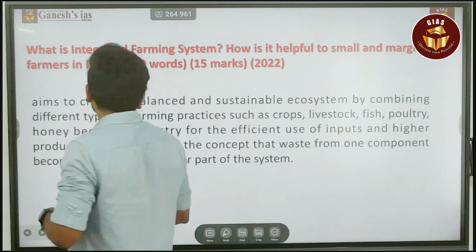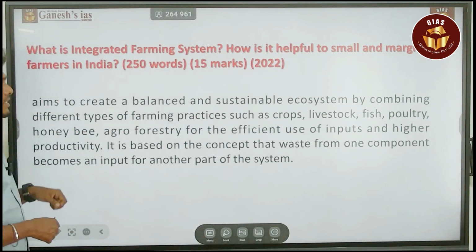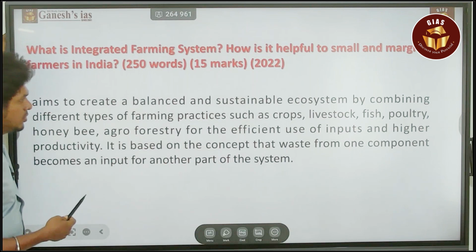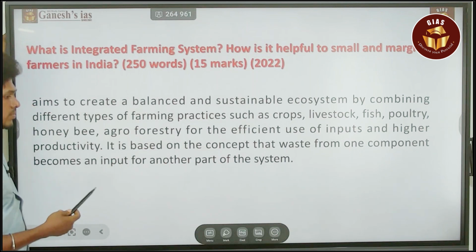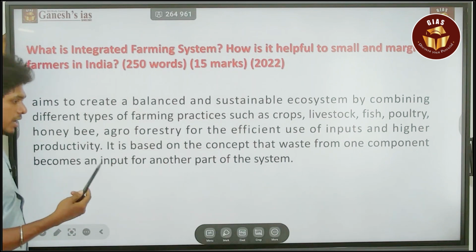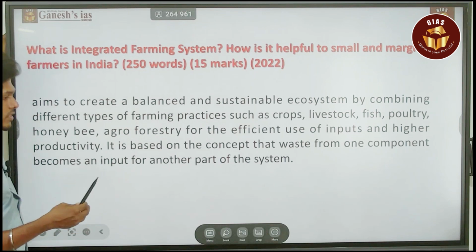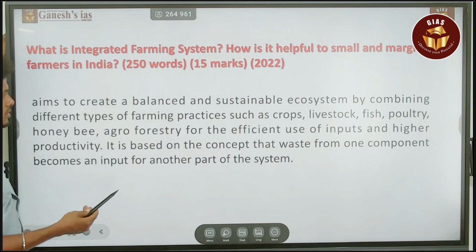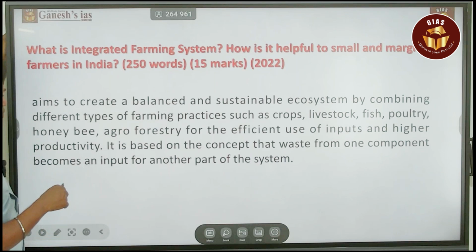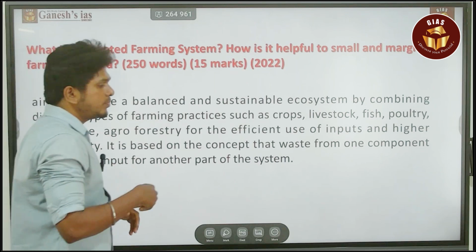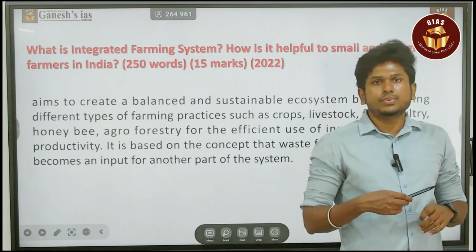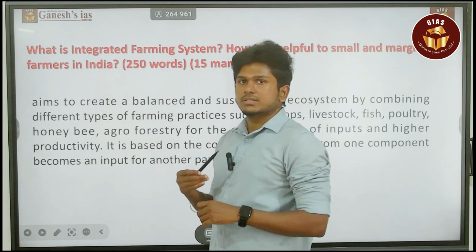For example, this aims to create a balanced and sustainable ecosystem by combining different types of farming practices. So the crops, livestock, fish, poultry, honey, and then agroforestry for the efficient use of the input and to increase the productivity. So here it is based on the concept that waste from one component becomes an input for another part of the system. So this is simply about the integrated farming system.